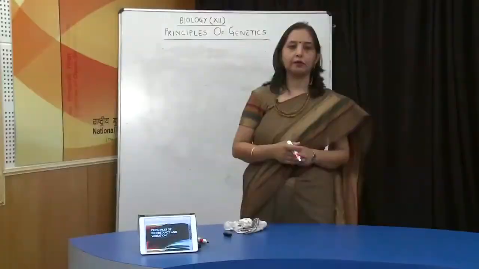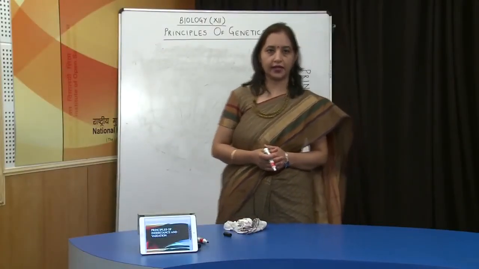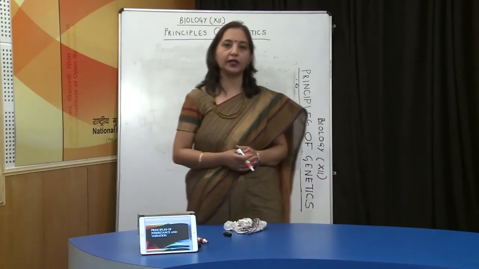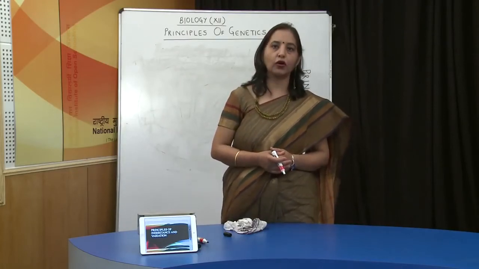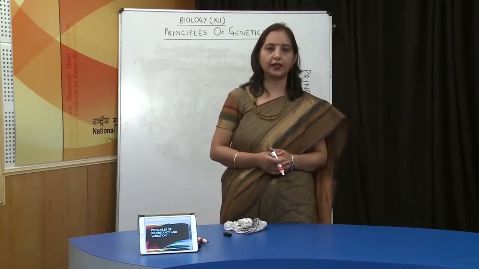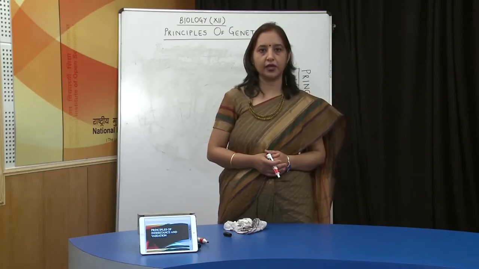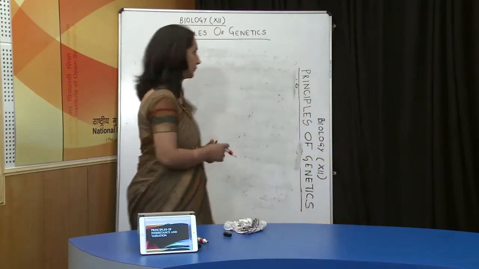Mendel studied 7 pairs of contrasting characters, and he found after his experiments that only one character appears in the first generation, and he called it a dominant character, and the other one which did not appear in the first generation was called a recessive trait. Now what are these 7 characters which Mendel studied?